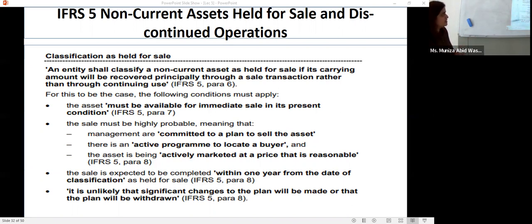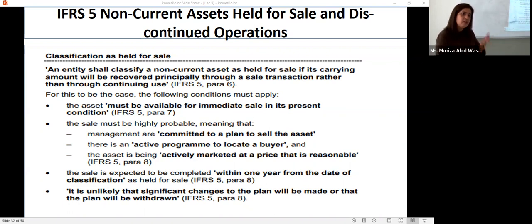For this to be the case, the following conditions must apply. So if these conditions given below are fulfilled, then we can classify a certain asset as held for sale. The first one is that the asset must be available for immediate sale in its present condition. Sometimes we just assume that in the future we can sell a particular asset, but we have not made any kind of arrangement for that sale.